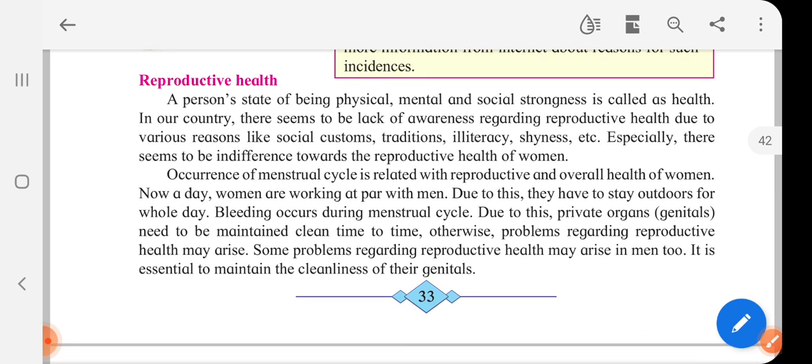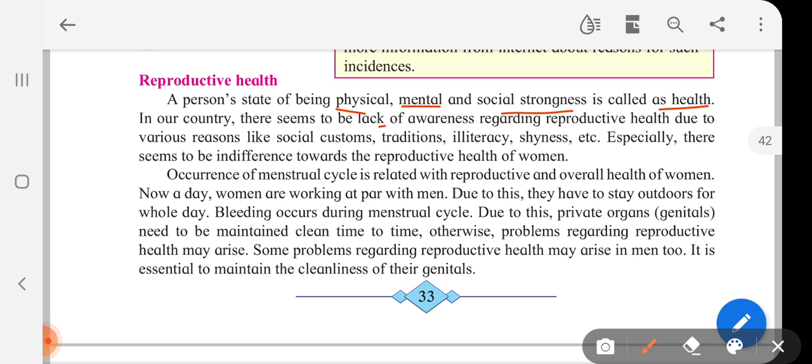Now this is the last topic of this chapter, reproductive health. So what should one do to maintain his or her reproductive health? A person's state of being physically, mentally and socially strong is called health. We call a person healthy when the person has a state of physical, mental and social strength.